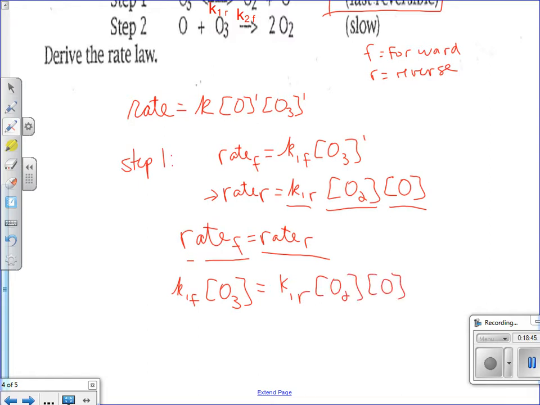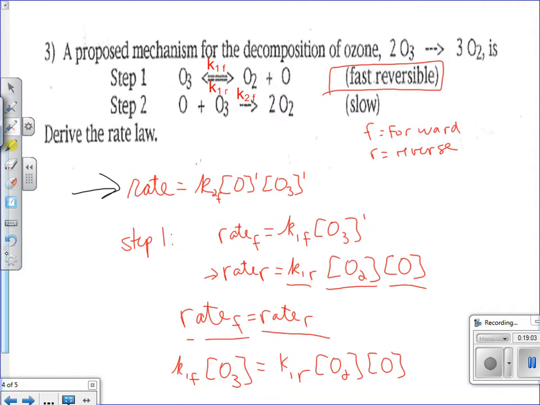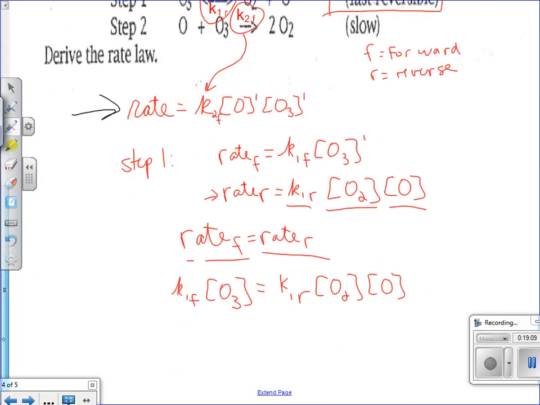Now, something magical can happen here. I know that my rate, based on the slow step, is this right here. Oh, I'm going to fix this. I'm going to call this K2F. You don't normally have to write in these K1R, K1Fs, K2Fs, but since I've specified the K's here and here, I'm going to use those values when I solve for my rate law.